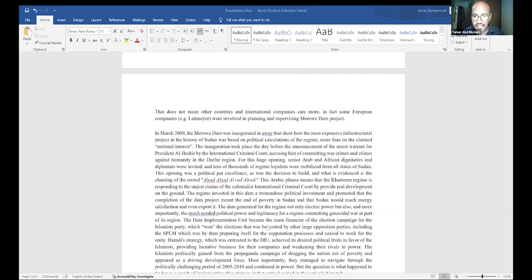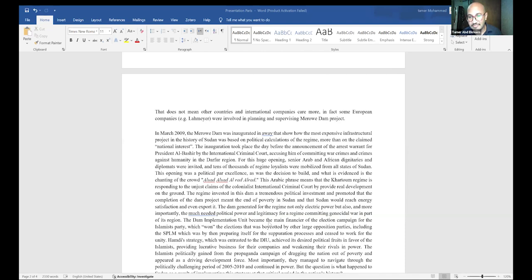Tens of thousands of regime loyalists, as you can see in the picture I presented, were mobilized from all states of Sudan. This opening was political par excellence, as was the decision to build the dam itself. And this is evidenced in the slogan or chanting of the crowd, "as-Sadd, Rad."